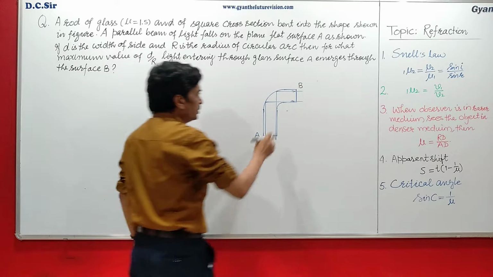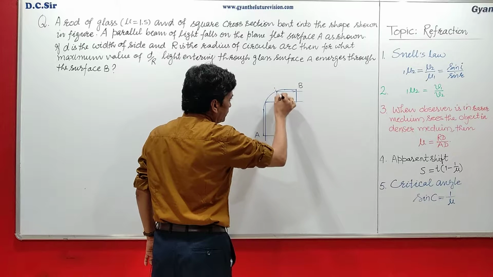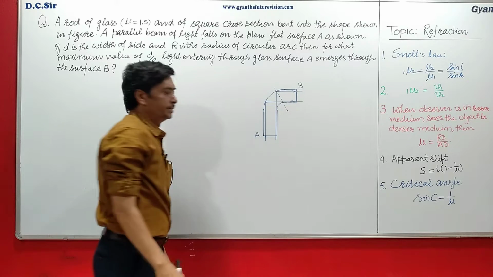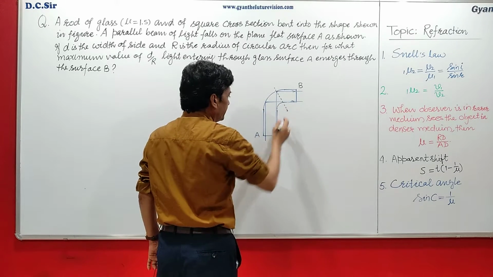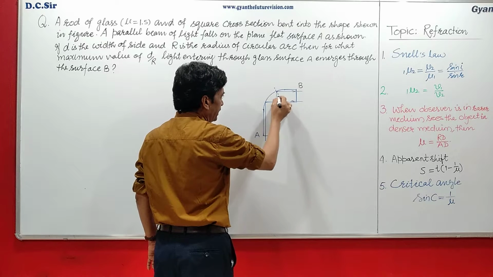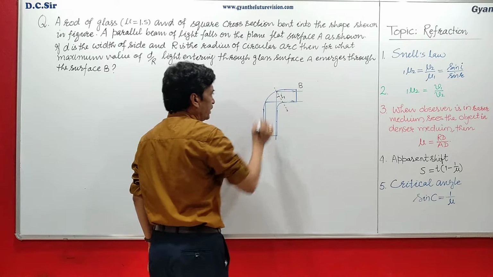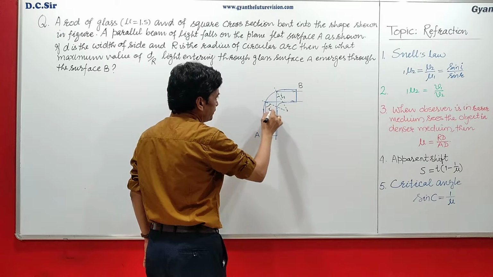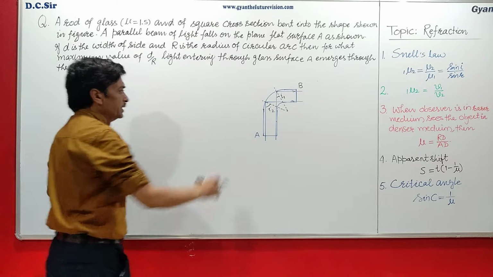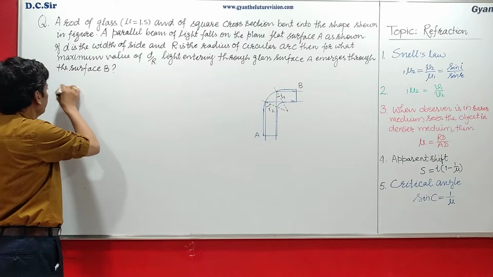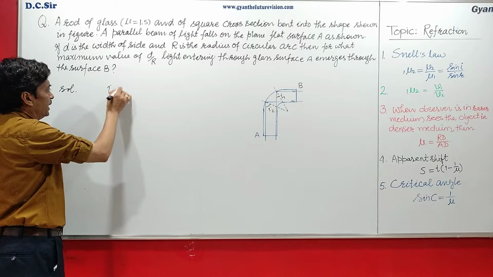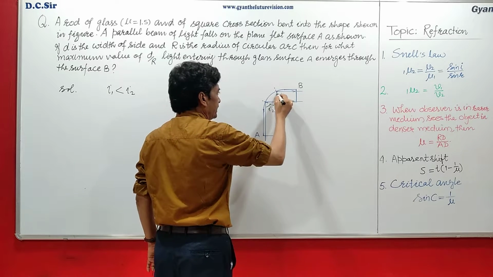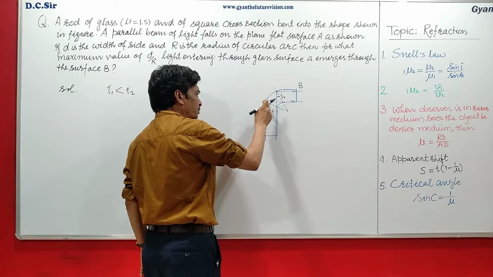Now at this point, you draw the normal, which passes through the center of the arc. Now the angle of incidence of this ray is I1, or at this point this will be I2. The angle of incidence at this point, I1, is less than I2. So if this ray gets totally internally reflected, then this must hold.